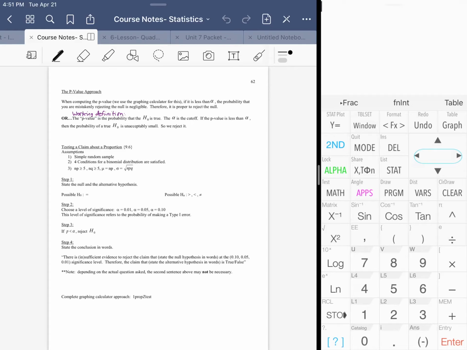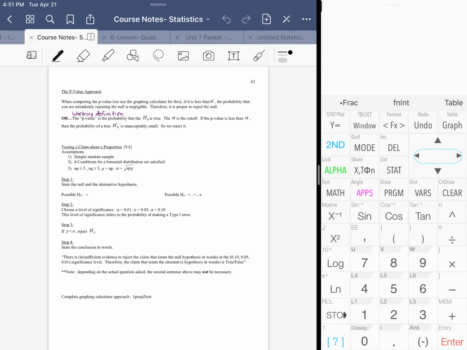Okay, so we're going to learn about our first hypothesis test, and we're only going to use the p-value approach, so it should be a pretty streamlined process. The key to knowing what hypothesis test to use comes down to assumptions and conditions. All right, so we look at assumptions.